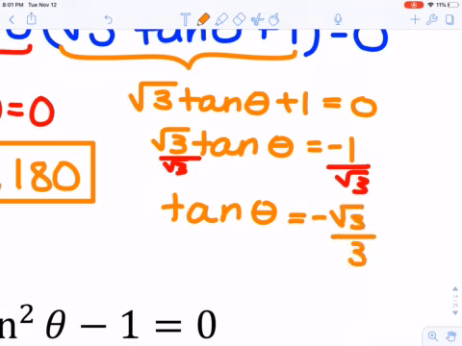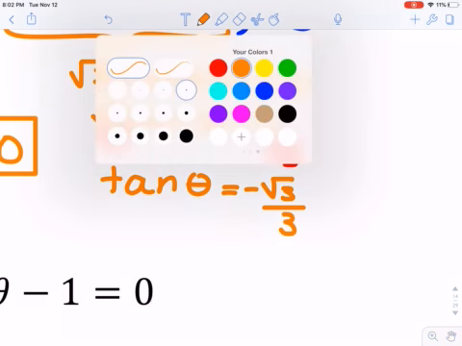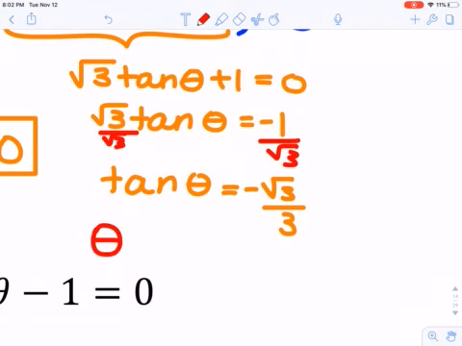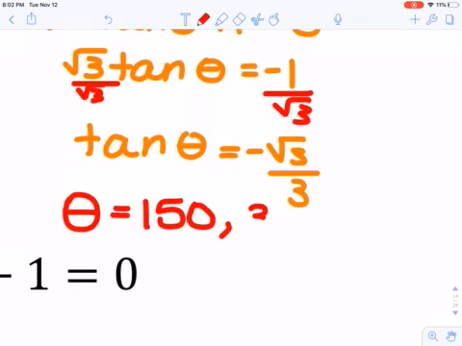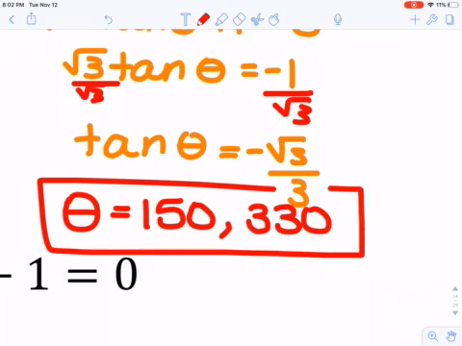So I have to think about, or I can just look at my unit circle, where is tangent equal to negative root 3 over 3. Tangent's negative in quadrants 2 and 4. Tangent is root 3 over 3 at 30 degrees. So those are my reference angles. Let's see, did I say 3 and 4? Pregnancy brain. Tangent's negative in 2 and 4. But that will be 150 degrees, and that will also be 330 degrees. So there's my answers to those.